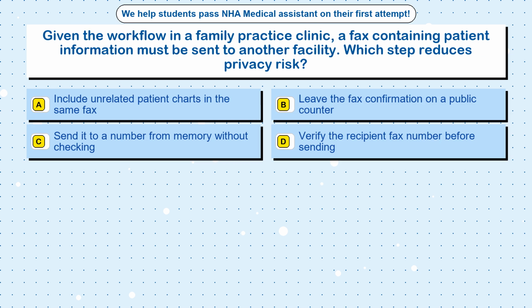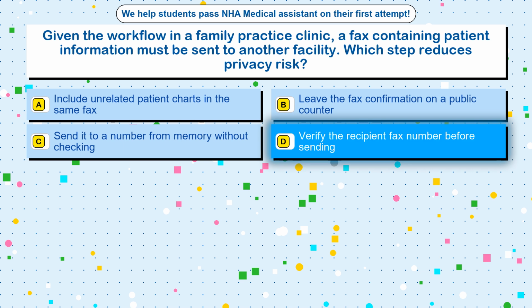Question 51. Given the workflow in a family practice clinic, a fax containing patient information must be sent to another facility. Which step reduces privacy risk? Option A, include unrelated patient charts in the same fax. Option B, leave the fax confirmation on a public counter. Option C, send it to a number from memory without checking. Option D, verify the recipient fax number before sending.